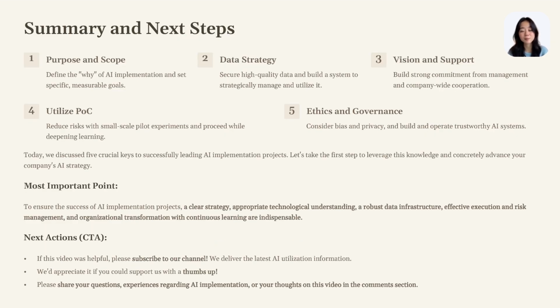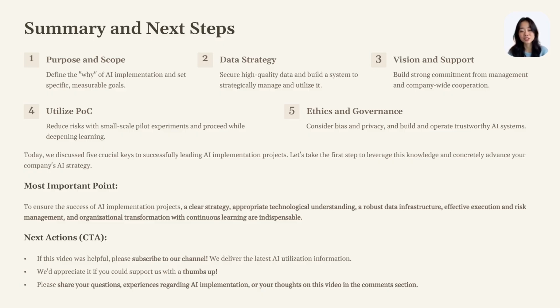Today, under the title Complete Guide to AI Implementation Projects, we have explained 5 important keys to successful AI implementation. Thank you very much for watching until the end. Let's briefly review what we learned today. First, clarifying the purpose and scope. Define the why of AI implementation and set specific and measurable goals.